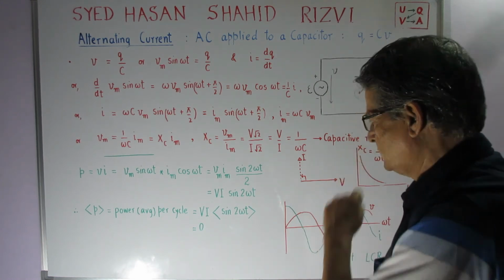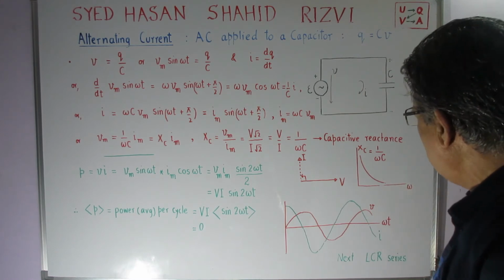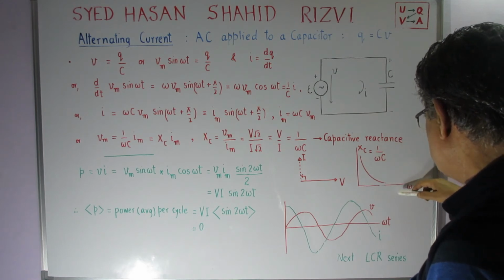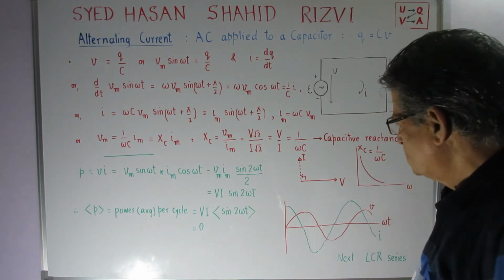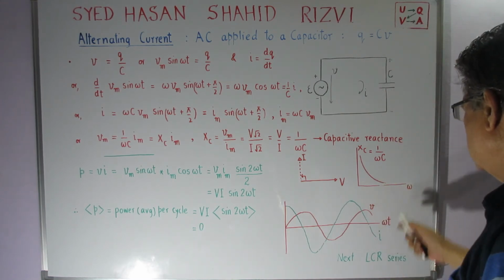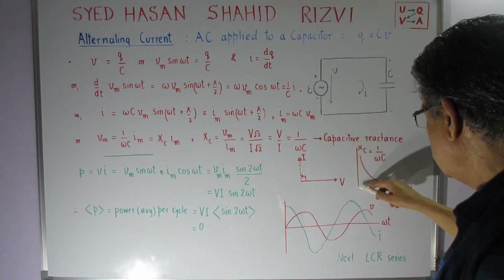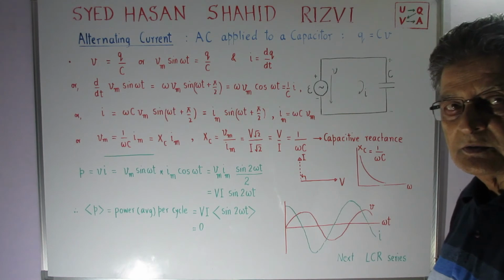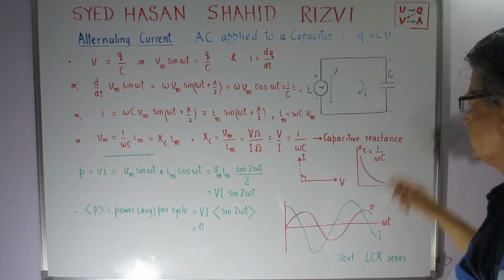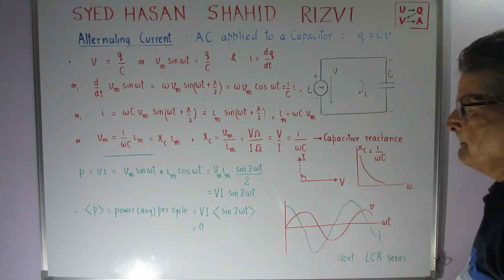So friends, I plot this capacitive reactance as a function of omega, and I find a curve like this, which decreases as omega is increased. So the capacitive reactance decreases with the rise in the value of omega, and we found that in the case of inductive reactance it was rising. That means the faster the change, the more the XL, and the faster the change, the less the XC.